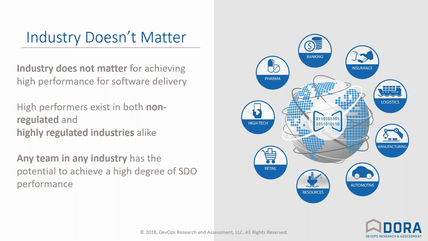The telcos would say, we don't need to be a high performer because we're not a bank. The banks would say, we don't need to be a high performer because we're not in insurance. The insurance companies would say we don't need to be a high performer because we're not a telco, right? And so this is very circular logic.